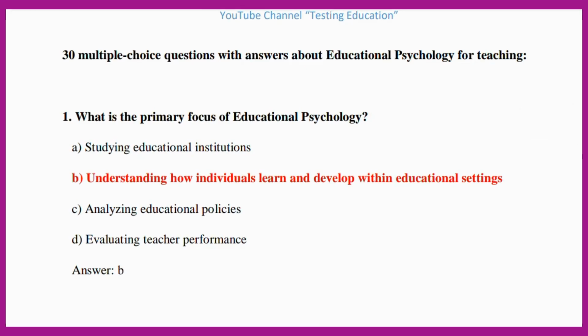We have four options. Option A, study educational institutions. Option B, understanding how individuals learn and develop within educational settings. Option C, analyzing educational policies. Option D, evaluating teacher performance. Here the correct option is option B, understanding how individuals learn and develop within educational settings.